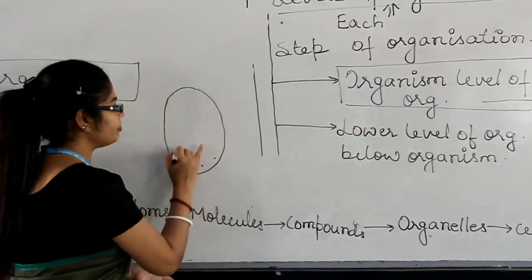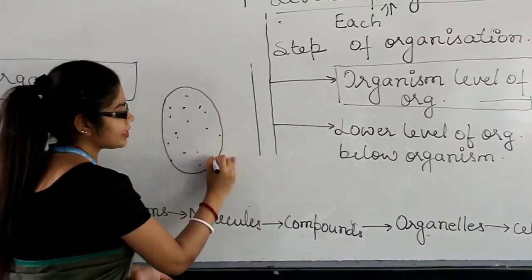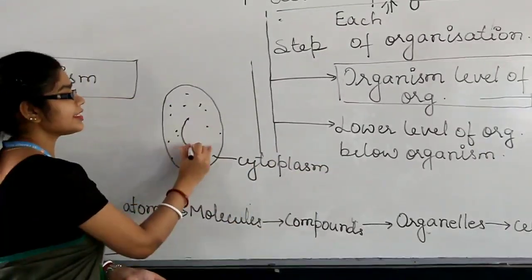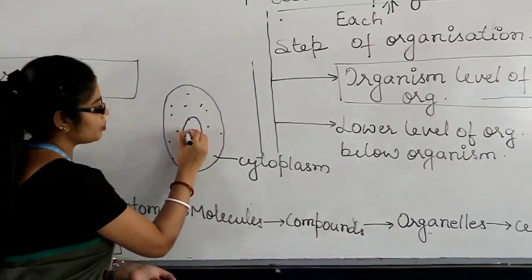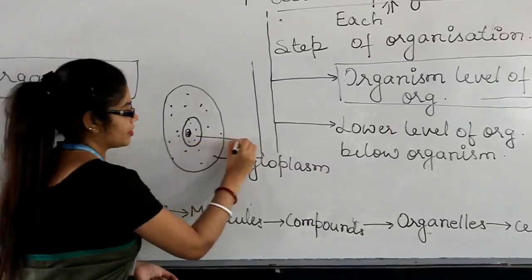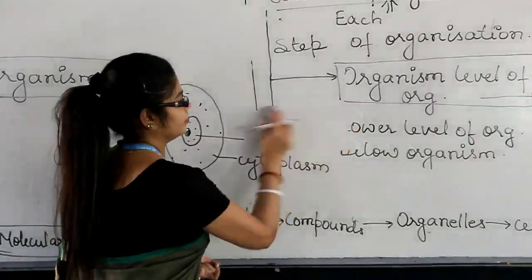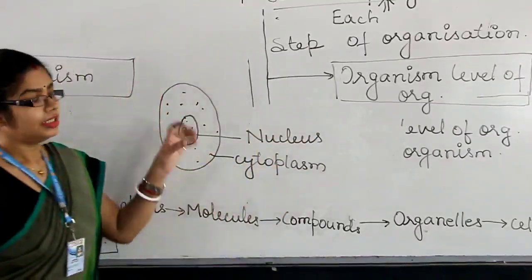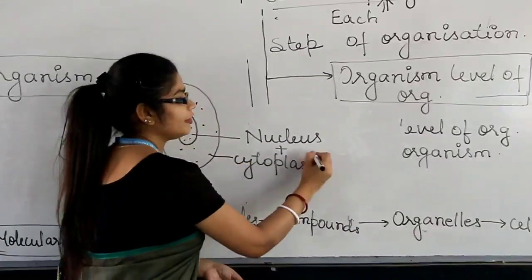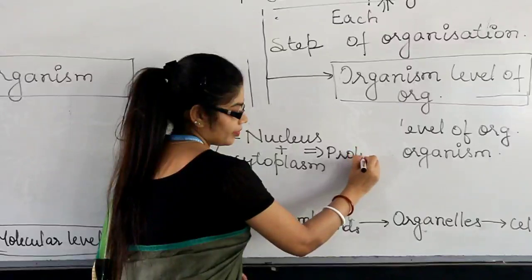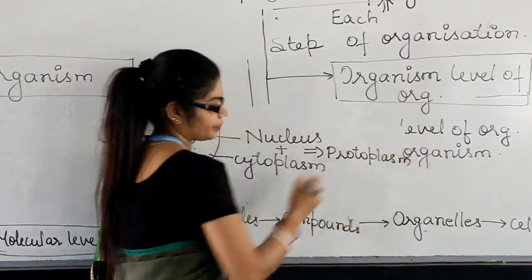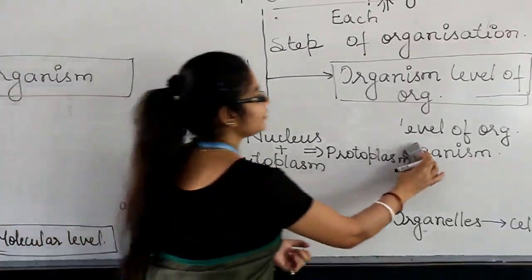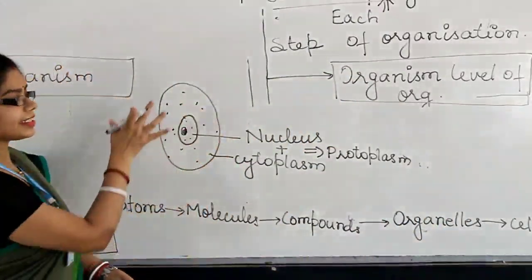it is made up of a liquid part that is called cytoplasm. Next we have the central integral part of the cell that is called the nucleus. Both, that is nucleus plus cytoplasm, form protoplasm, and protoplasm forms the living part of the cell. So there are different organelles, little organs, present inside the cytoplasm.